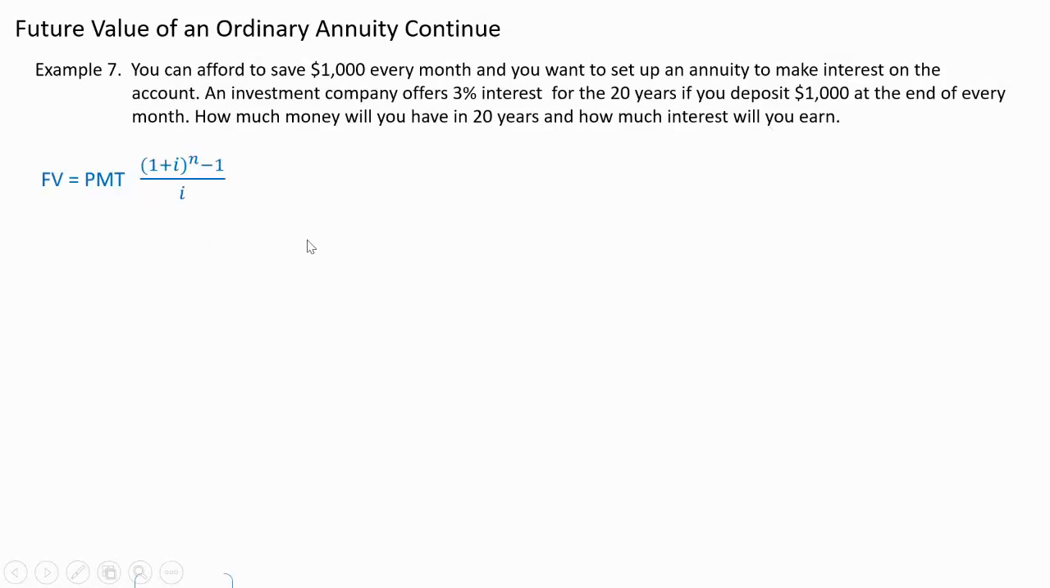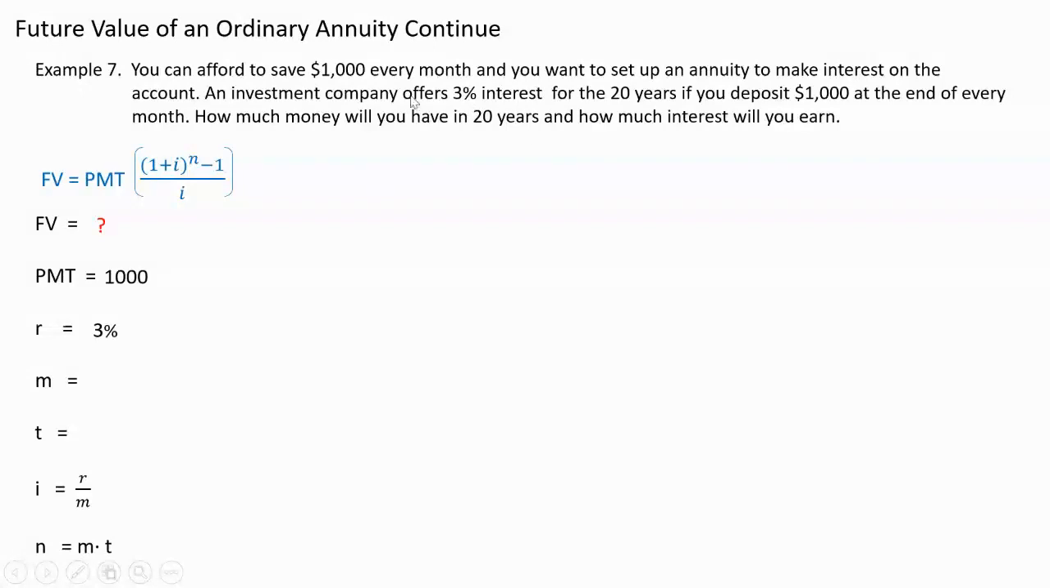So this is my formula. Remember, there's 7 things that you got to find. So here we go. What are we looking for? At the last sentence, it says, how much money will you have in 20 years? So we're looking for the future value, right? The payments that you're going to make every month are $1,000. The interest rate that they offer you is 3%.